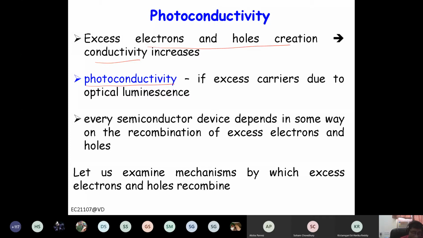Now, when these extra electron holes are generated, so far we have discussed mainly the generation part. Now, how do they recombine? Again, the recombination can be direct recombination or trap assisted recombination. In this course, we will focus on only two types of recombination, the direct and the trap assisted recombination. So let us examine the direct recombination.